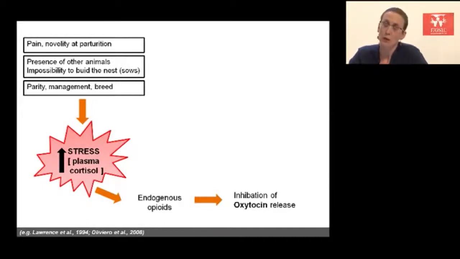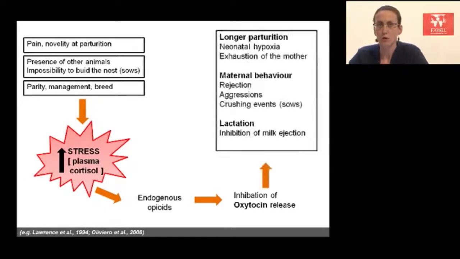And as I said, oxytocin is a hormone very important around parturition. So if we have the inhibition of oxytocin, there will be longer parturitions, and consequently it can increase neonatal hypoxia and also the exhaustion of the mother. And also, if we have the inhibition of oxytocin, probably the maternal behavior is not appropriate, and the risk of rejections or, for example, aggressions increases.